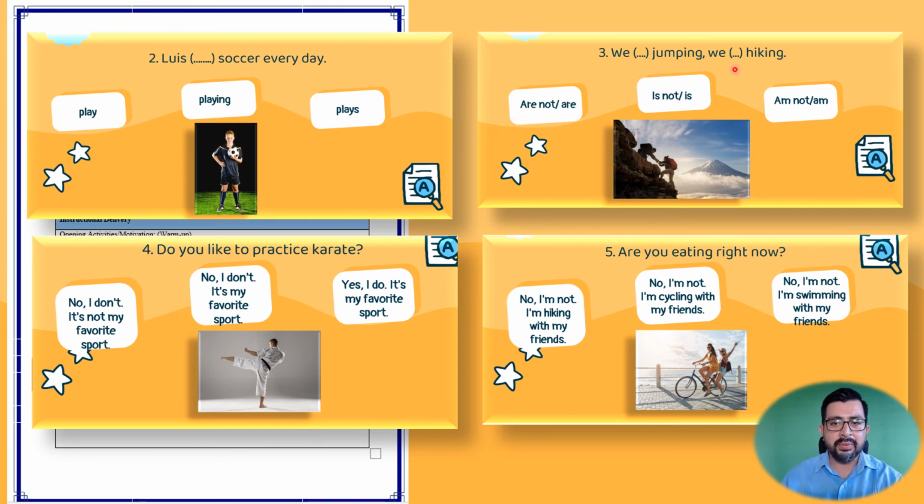Number 3 is going to be for negative. We jumping, we hiking. We are not, it's not, or I'm not. It's easy. Do you like to practice karate? No, I don't. No, I don't, or yes, I do. But we need to make sure what's going to be the right answer. And are you eating right now? No, I'm not. I'm hiking, I'm cycling, or I'm swimming. So you see, it's not that hard.